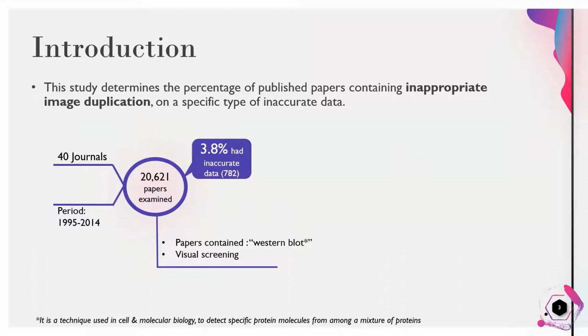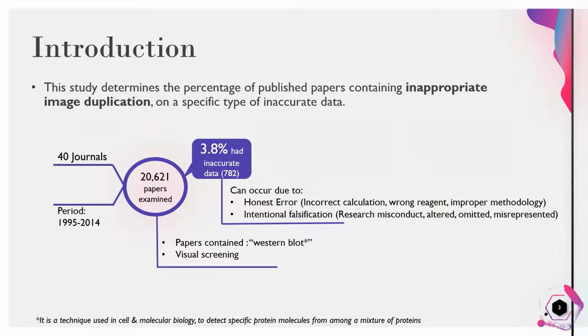Out of these 20,000 plus papers, 3.8% had inaccurate data. Now, inaccurate data can occur either due to honest error or intentional falsification. Honest error constitutes incorrect calculation or using a wrong reagent, but intentional falsification is due to deliberate misconduct.